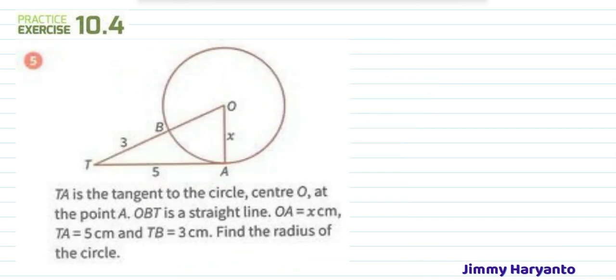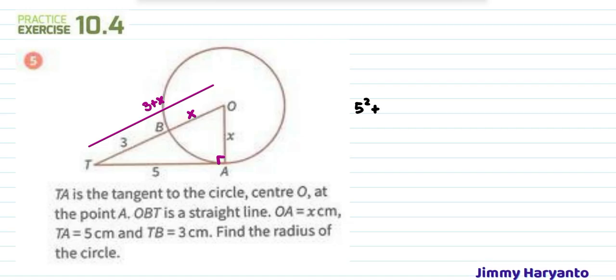And then next is question 5. This one is the tangent, this one is the radius. That means this one is 90 degree. And then if that one is x, this one is also x because it's the radius. And then this one will be 3 plus x. Okay, so use Pythagoras theorem, we will have the x. Pythagoras theorem says 5 squared plus x squared equals (3 plus x) squared.